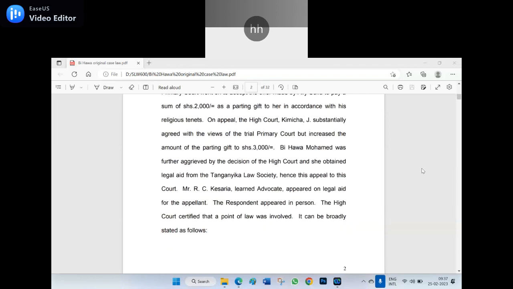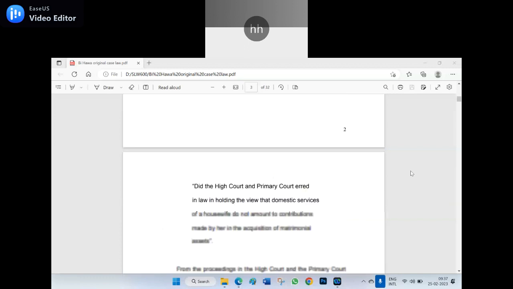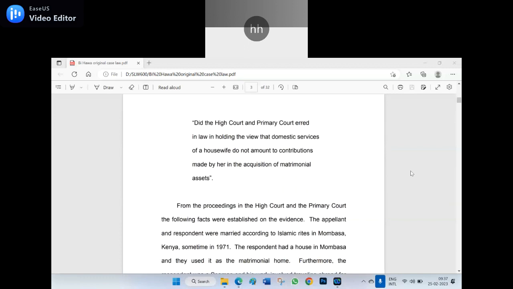Of course, Muhammad was further aggrieved by the decision of the High Court. You need not write that she went to the Tanganyika Law Society. Hence, the appeal to the court. You can say that you can directly appeal to the High Court. And the High Court certified that a point of law was involved. It can be broadly stated as follows: did the High Court or the primary court err in law in holding the view that domestic services of the house don't amount to a contribution?